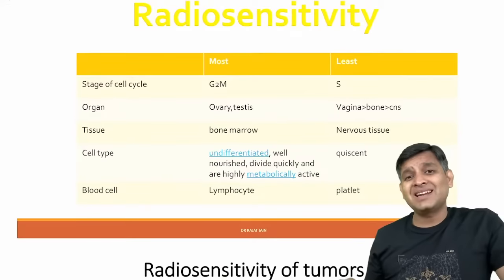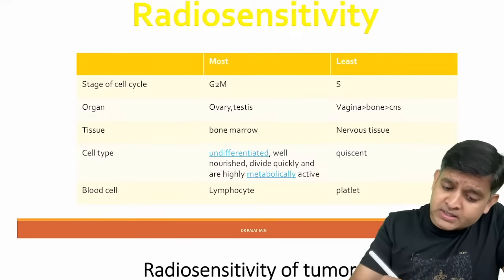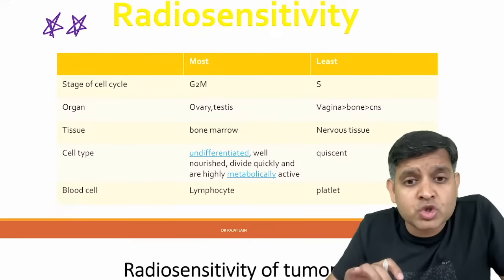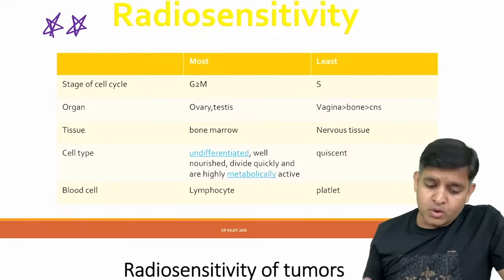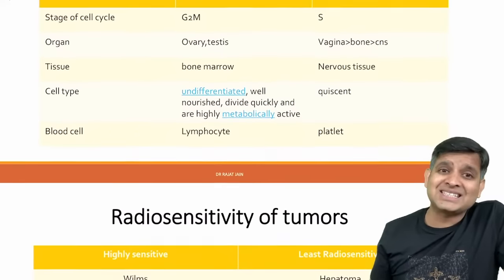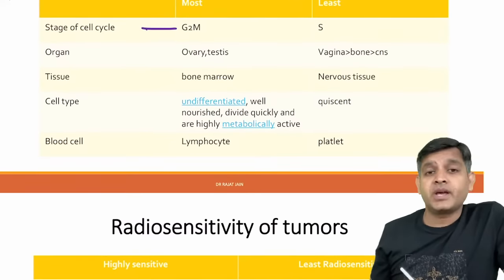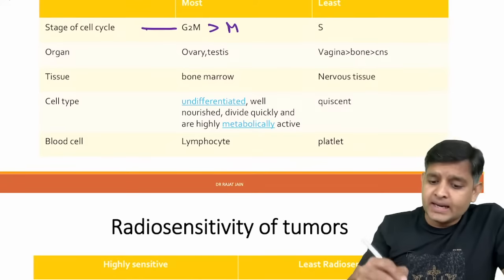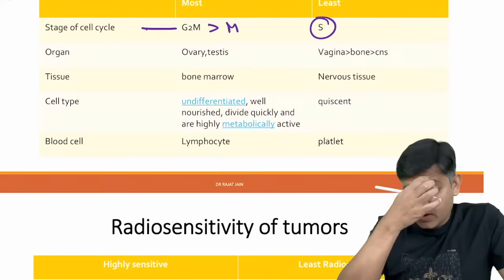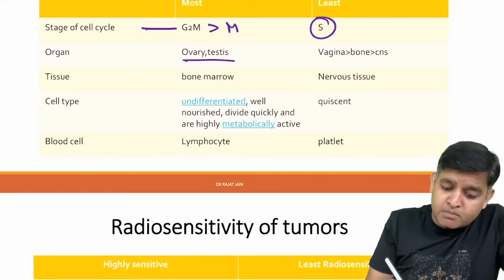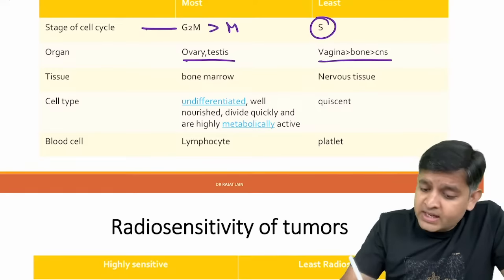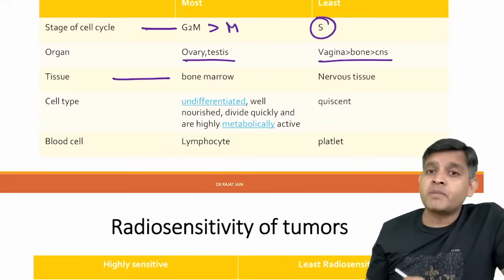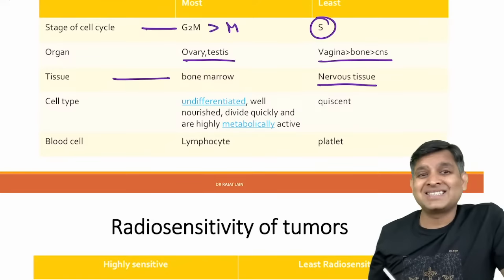Okay. Then from the radiotherapy, this is the most commonly asked table in the exam. A typical table of most common and least common. The most sensitive stage of the cell cycle is G2M if given in the choice. If not given, then M. Least is S. Ovary and testis are the most sensitive organs. Vagina, bone and CNS are least. Tissue: bone marrow, nervous tissue is least.